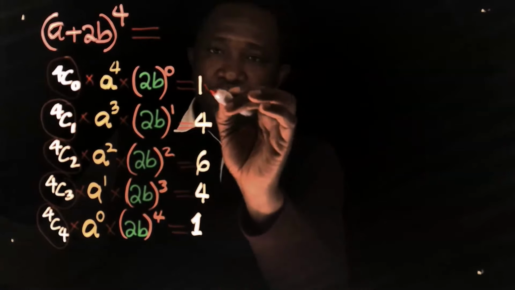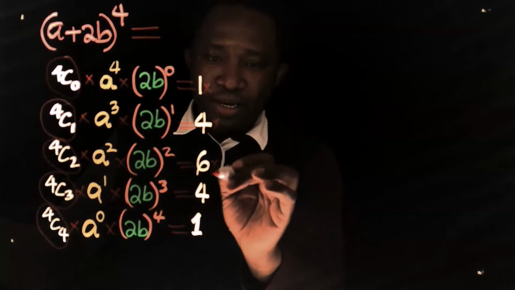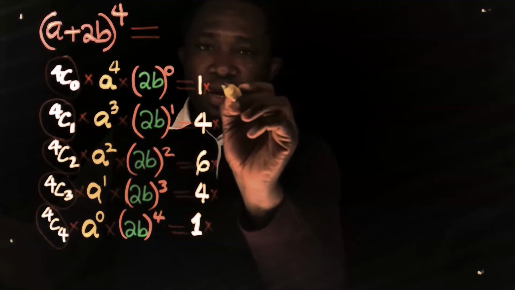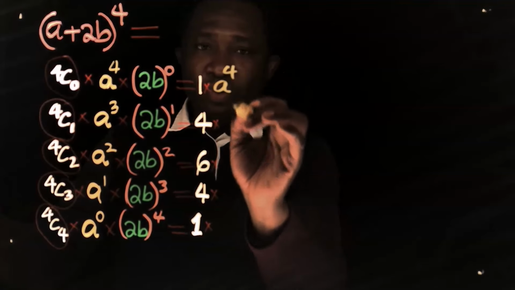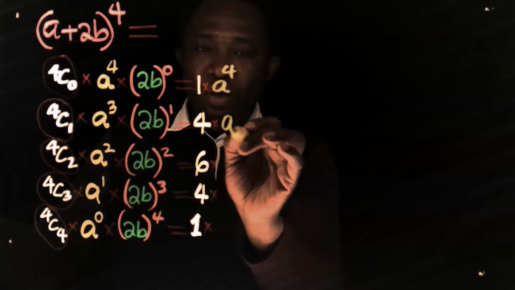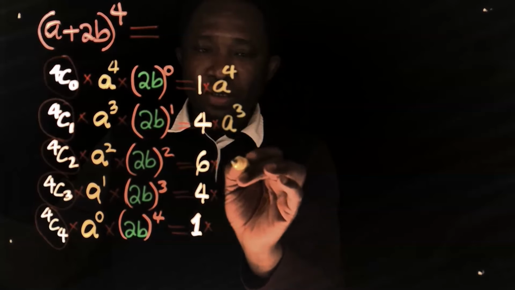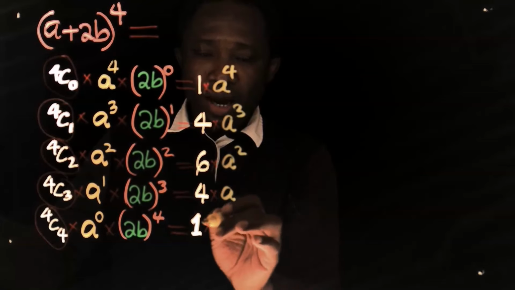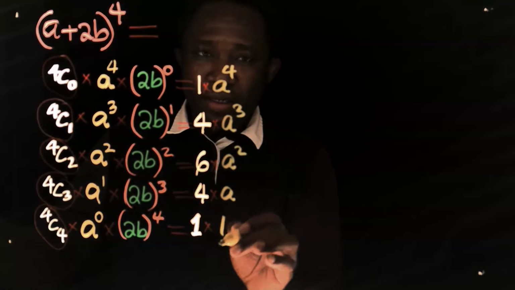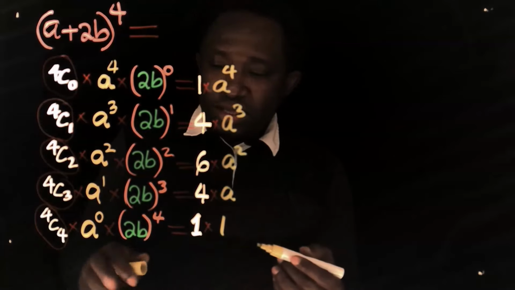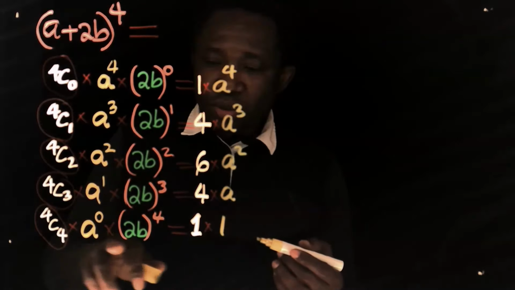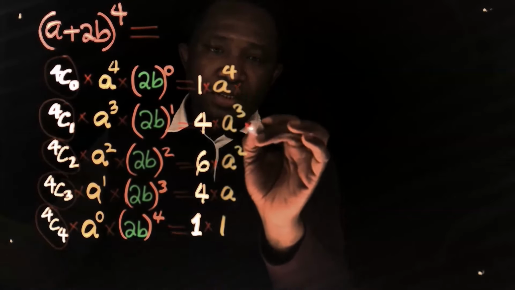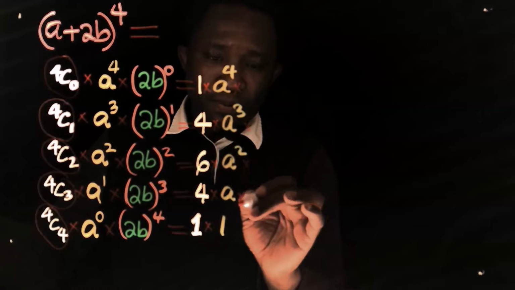Next, each of these are multiplying. We have a to the power of 4, a to the power of 3, a to the power of 2, a, and here we have 1, because anything to the power of 0 is 1, and each of these are multiplying.